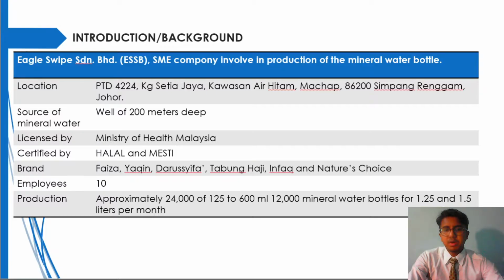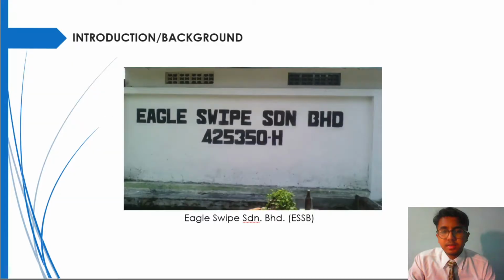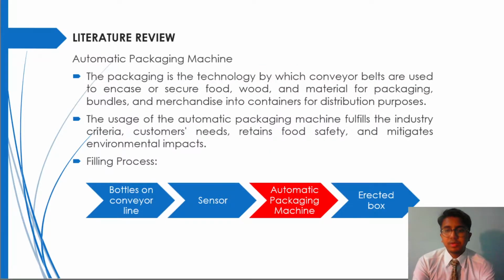With 10 employees, ESSB can produce approximately 24,000 bottles of 125 to 600 ml, and 12,000 mineral water bottles of 1.5 and 1.25 liters per month. This is the front of the ESSB plant. Now, I will continue my presentation on the literature review.